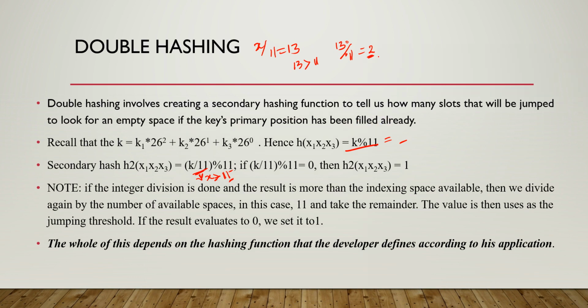Okay, so with this now, instead of traversing the list one by one, we are going to traverse the list 2 spaces at a go. All right, and by this we have the opportunity to overcome the issue of collision. All right, so if the integer division is done and the result is more than the indexing space available, then we divide again by the number of available spaces.